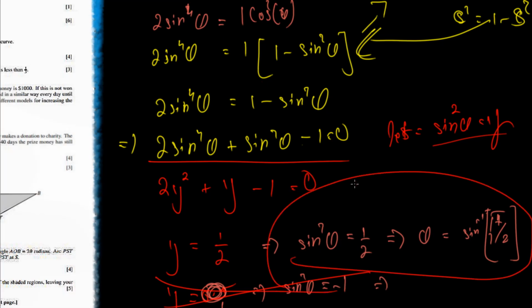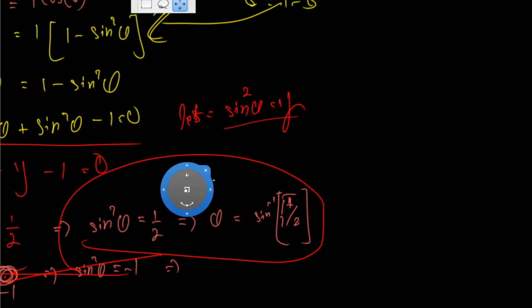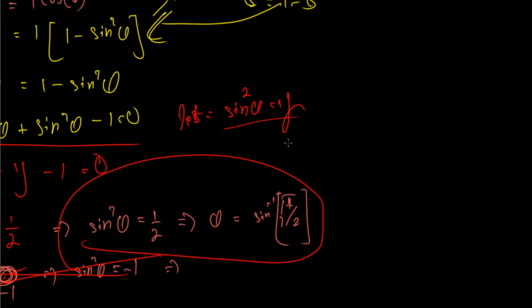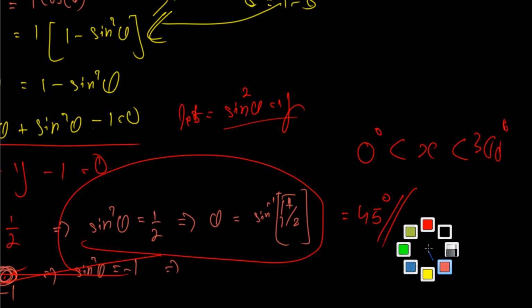If I use my calculator and find the value for sine inverse of root 1 by 2, in degrees, I should get the answer to be 45 degrees. Now this is the value. We need to find the value of theta between 0 and 360, and because it's a sine function, we will subtract it from 180.